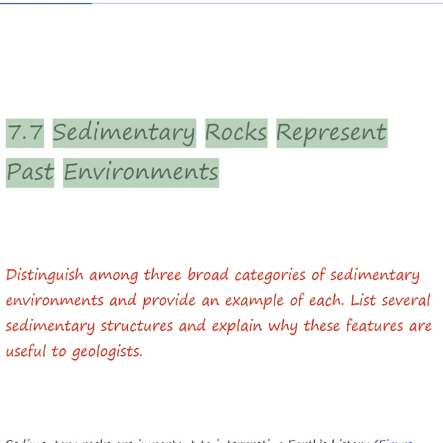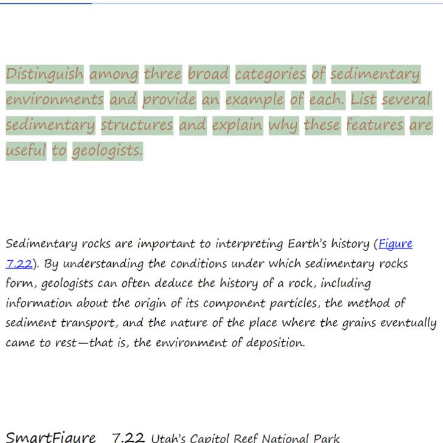7.7 Sedimentary rocks represent past environments. Distinguish among three broad categories of sedimentary environments and provide an example of each. List several sedimentary structures and explain why these features are useful to geologists.